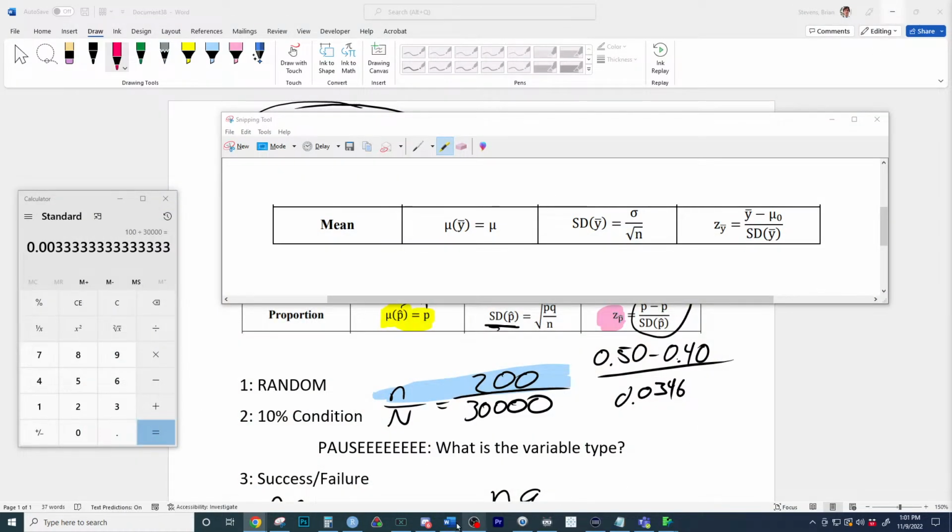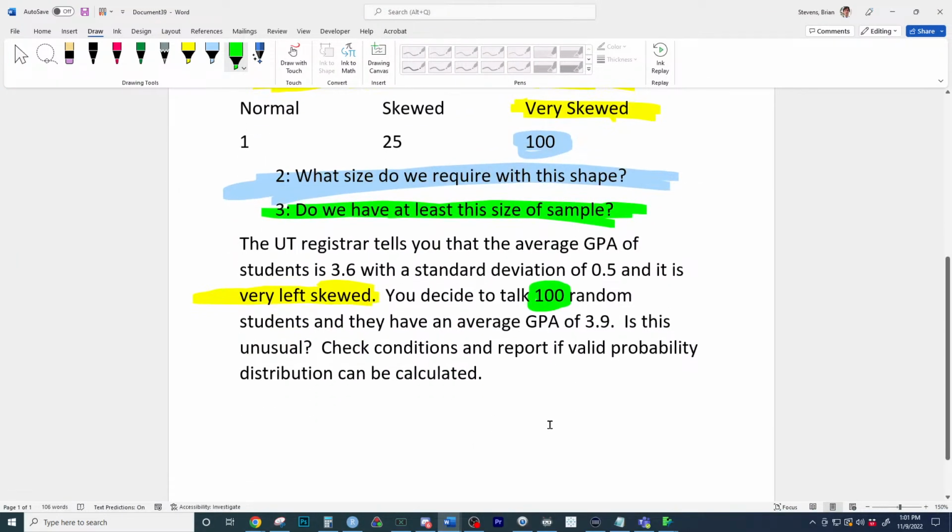So with this right here, we'll finish off this question. So is this unusual? And let's do that. That makes it a little bit interesting. Okay. Is what you saw in your sample unusual?